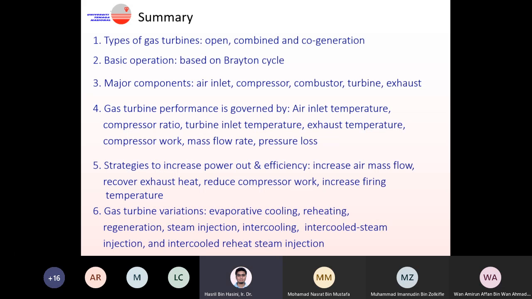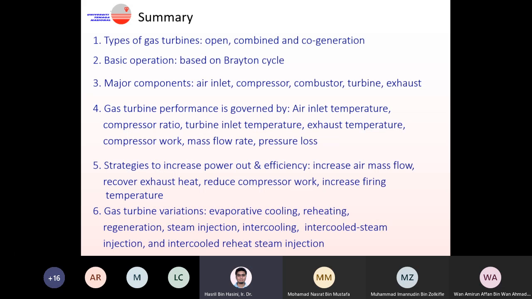Okay, the factors influencing the gas turbine performance: we have air inlet temperature that goes to your compressor, compression ratio, turbine inlet temperature, exhaust temperature, right? The compressor work, the mass flow rate, and also the pressure loss. Then we have methods or strategies to increase the power output and also efficiency. The easiest way is for us to increase the mass flow rate of air.